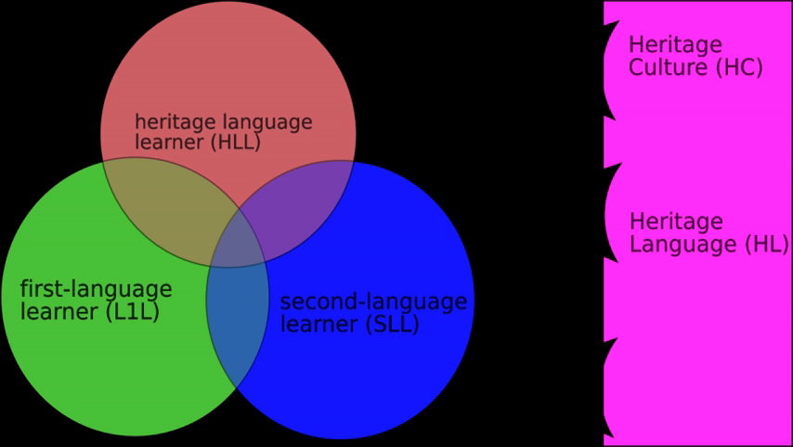This has happened in the case of many Native American, Louisiana French and Australian languages, as well as European and Asian minority languages such as Breton, Occitan, or Alsatian in France and Kurdish in Turkey.